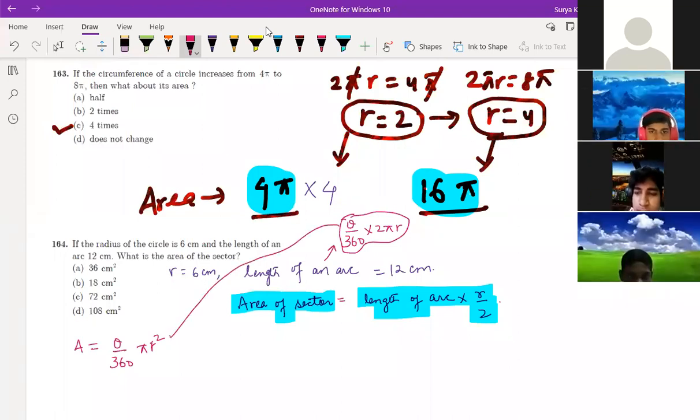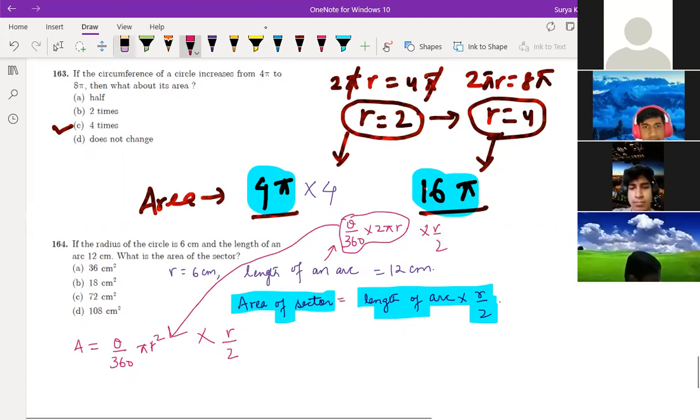From here to here we are reaching, right? So if this is the length of the arc, what should you multiply so that you will get this much? Sir, can I say my step? If you multiply by r by 2, it will come. Yes, sir. 12 into 6 by 2. That is 12 into 6 by 2.